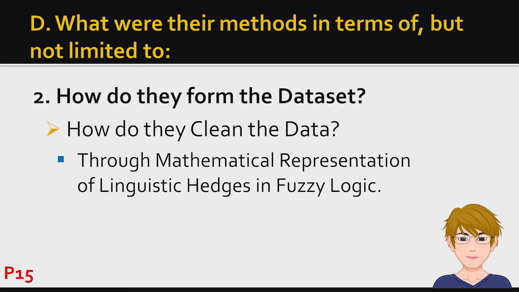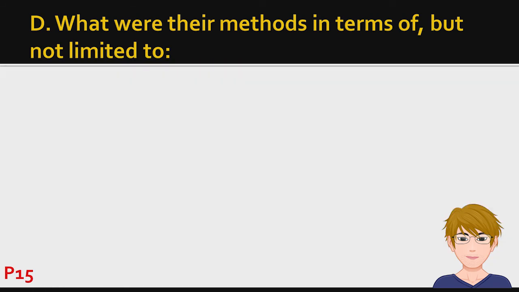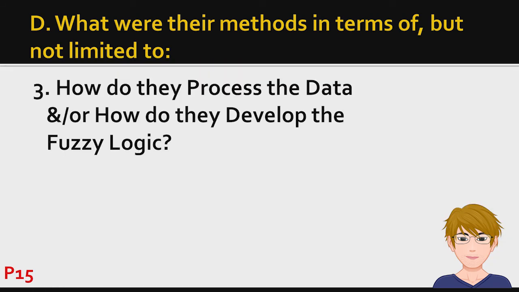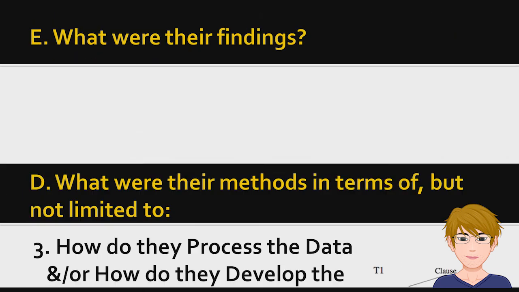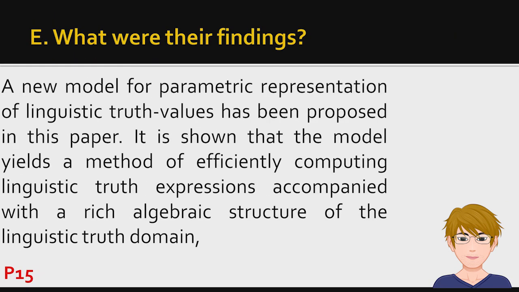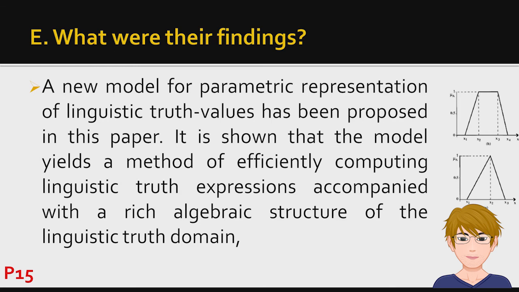Through mathematical representation of linguistic hedges. How did they process the data and/or how did they develop the fuzzy logic? Through parametric membership function of linguistic truth values and algebraic structure of the linguistic truth space, or the 4 theories. Letter E, what were their findings? A new model of parametric representation of linguistic truth values has been proposed in this paper. It is shown that the model yields a method of efficiently computing linguistic truth expressions accompanied with a rich algebraic structure of the linguistic truth domain.